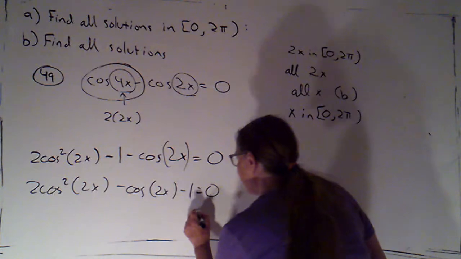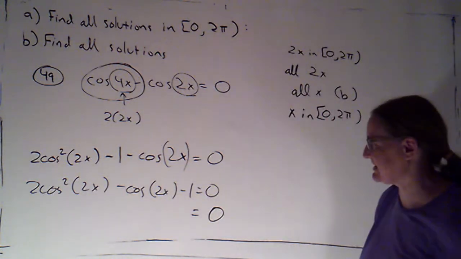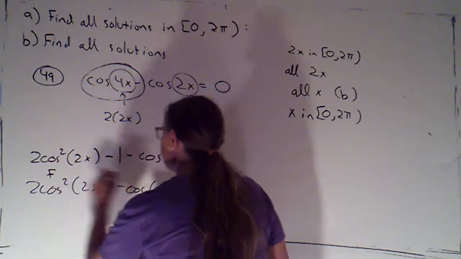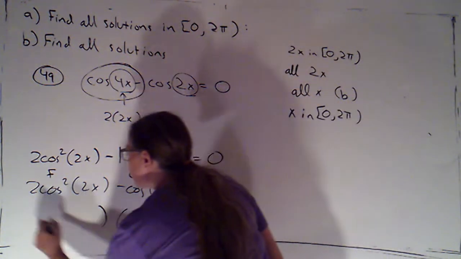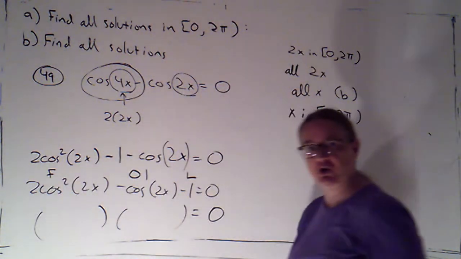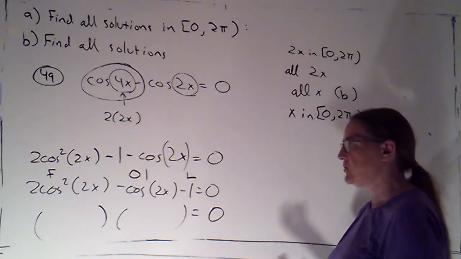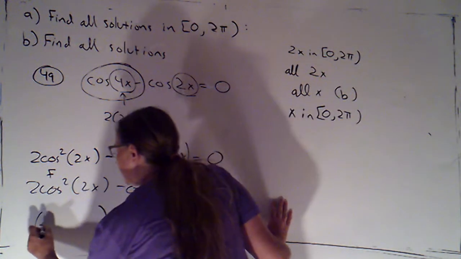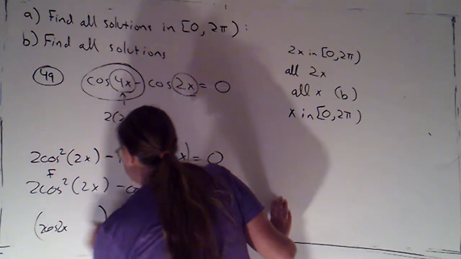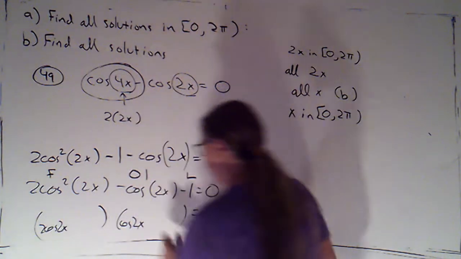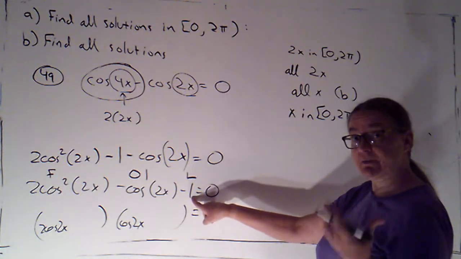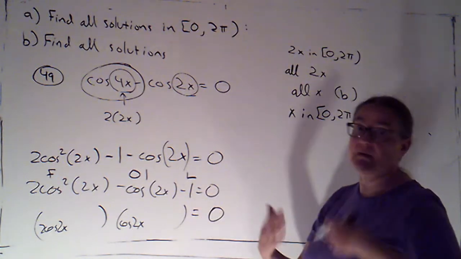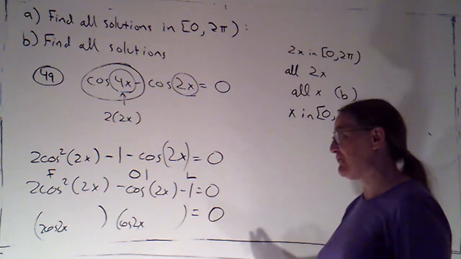All right, so let's hope we can factor this. Okay, so I'm hoping that that's the result of foiling. If that's going to work, in order for my first term to be 2 copies of cosine squared 2x, I'm thinking I need 2 cosine 2x and cosine 2x. And then for the last terms to multiply to give me a -1, I'm needing one positive one and one negative one.